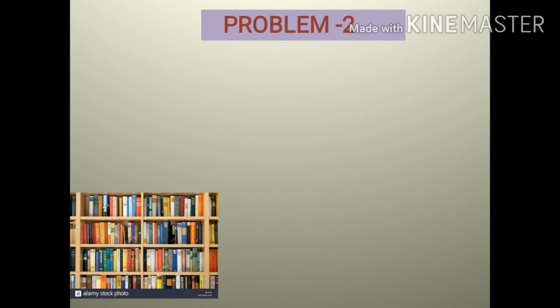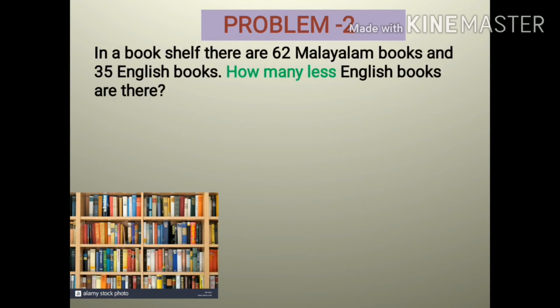There is a bookshelf. Okay. So there is a bookshelf with Malayalam books and English books. In this problem, there are 62 Malayalam books and 35 English books. How many less English books are there? We can see that the English books are less than the Malayalam books. So, we have to see how many books are less.